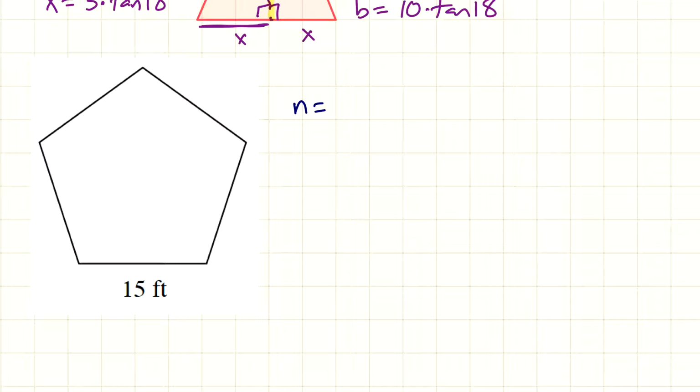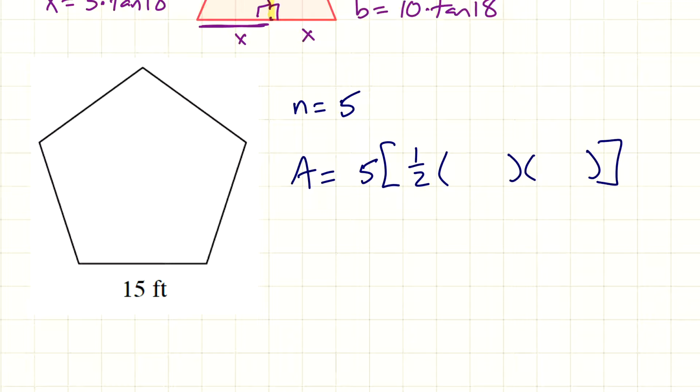All right, n equals 5. All right, very good if you got that correct. There's a total of 5 sides, which tells me right away, okay, I'm going to have area equals 5 times 1/2 base times height, right?